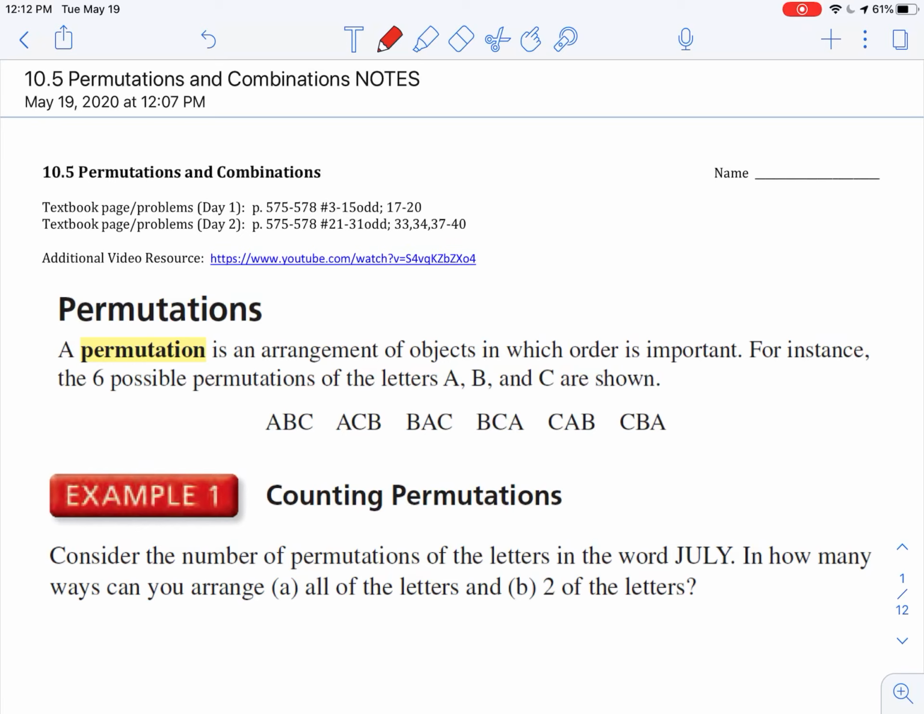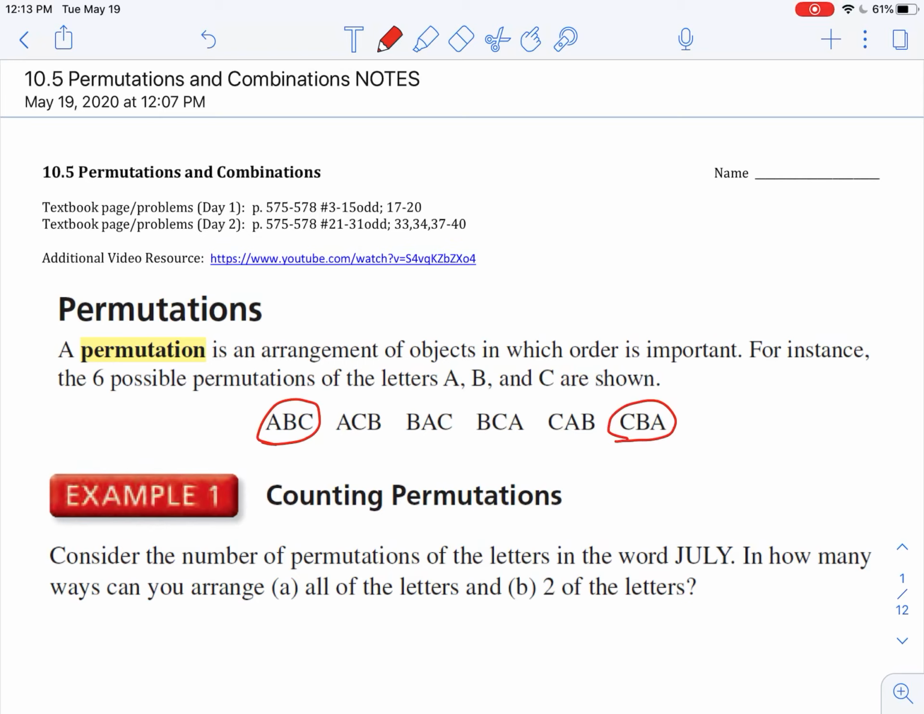So a permutation is an arrangement of objects where the arrangement has a very specific order. And what I mean by that is that the order is important. So if we look at the number of possible permutations for the letters A, B, and C, there are 6 different ways we could arrange those letters. And they are listed here for you. We could say A followed by B followed by C. We could say C followed by B followed by A.